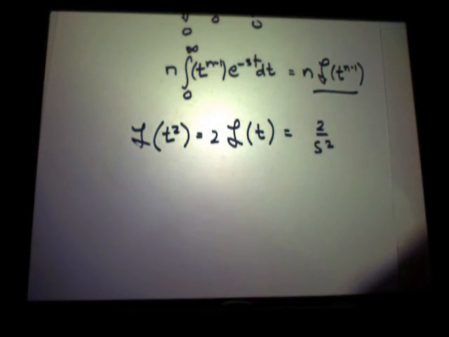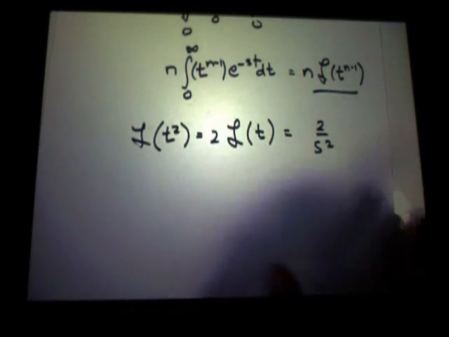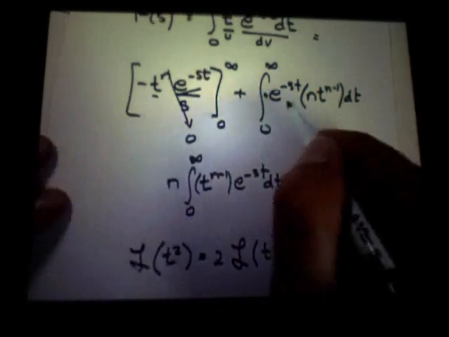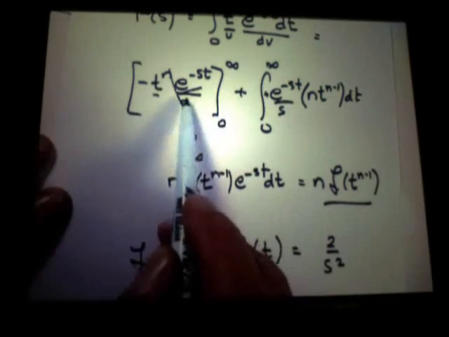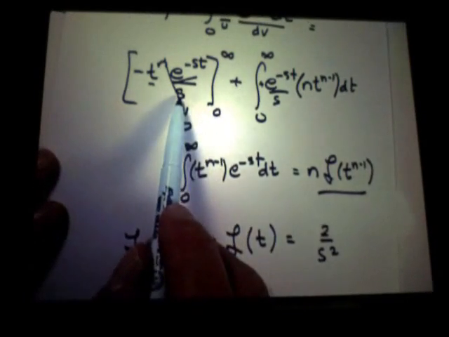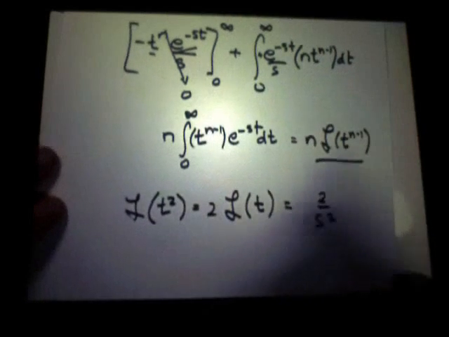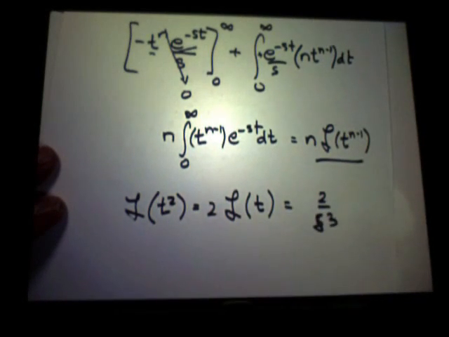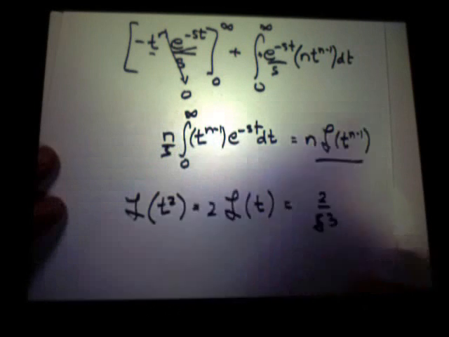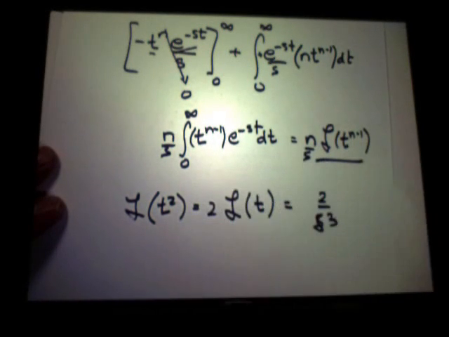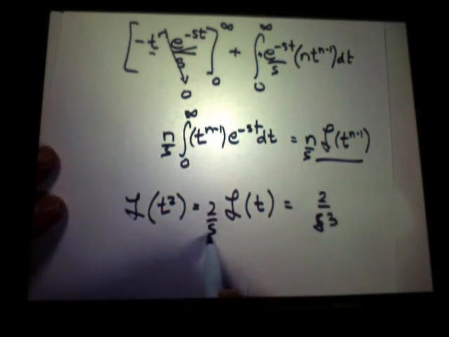But wait. There's a 1 over s that we lost here somewhere. Where'd it go? Oh, it went here. I remember. I integrated dv, and there was a 1 over s here. Sorry for the disruption.